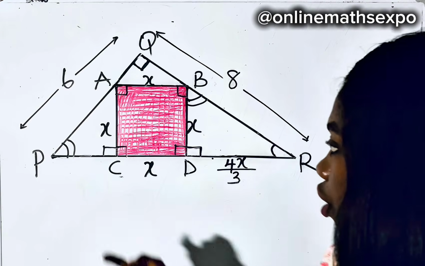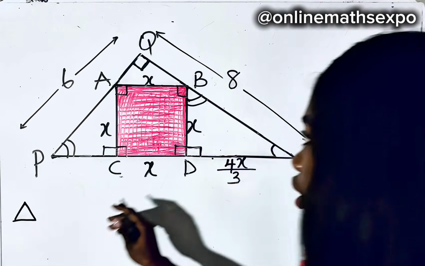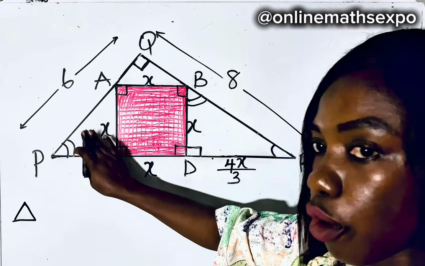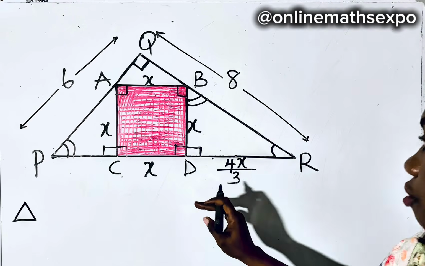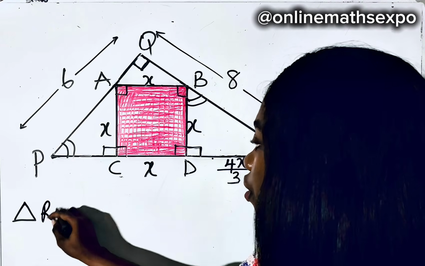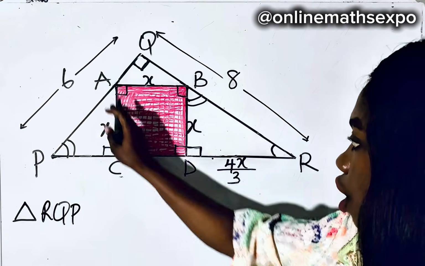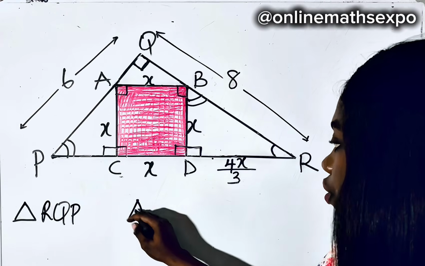Let's consider the big triangle and this small one. So we have triangle RQP and then triangle ACP.